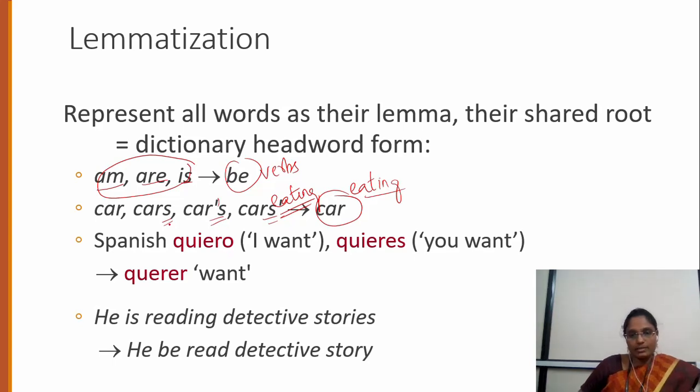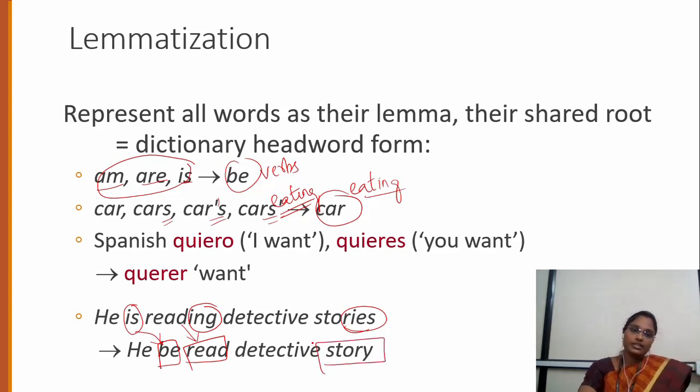What happens in lemmatization is that all these words take their actual root word. So is is a be verb. Reading, the actual root word is read. And detective stories, the root word is story. So when we do lemmatization, the words in the sentence are changed to the root words that are actually present in the dictionary.